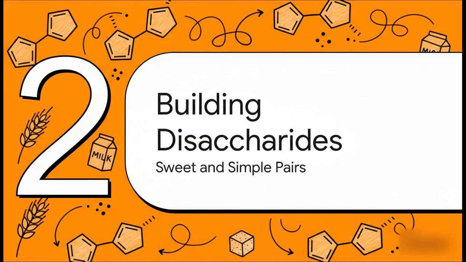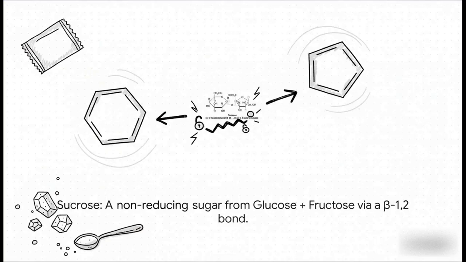Now, the most common and familiar oligosaccharides are definitely the disaccharides. As you can probably guess from the di prefix, they're made of exactly 2 sugar units. Let's meet the big 3. First up, we've got sucrose. You probably just call it table sugar. It's what you get when a glucose molecule links up with a fructose molecule.